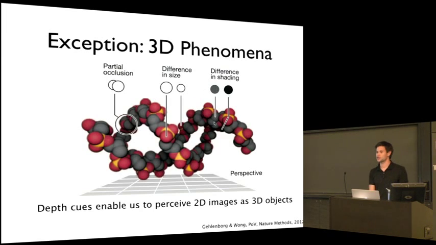And we have a difference in the shading, because you have a light source at some point, and then you have shades in your representation. So if you have a real 3D data set, like this protein structure here, or this DNA structure, then it actually makes sense to use 3D.